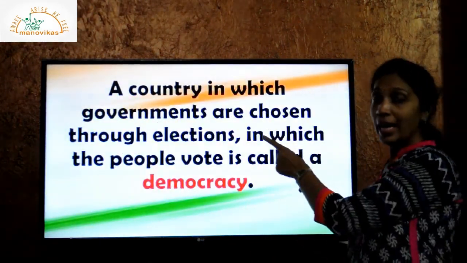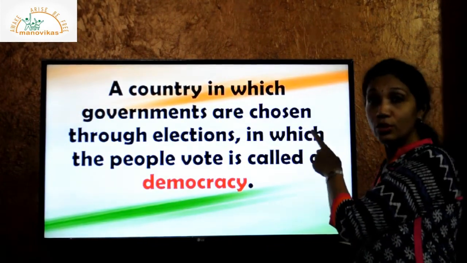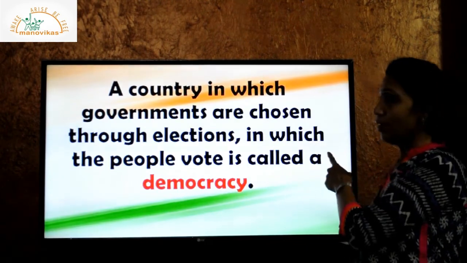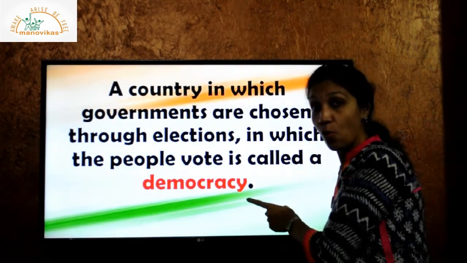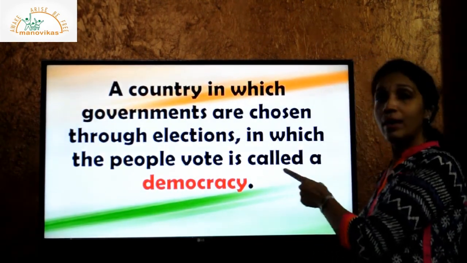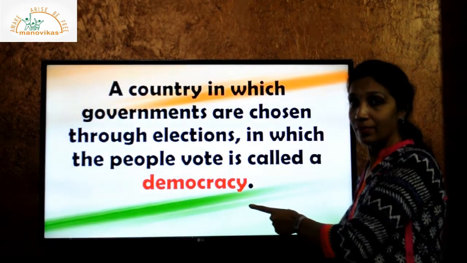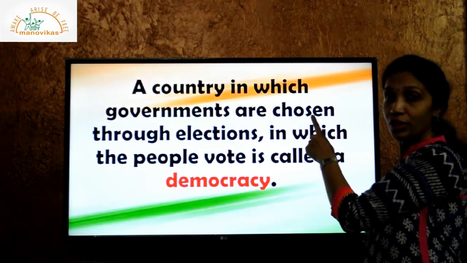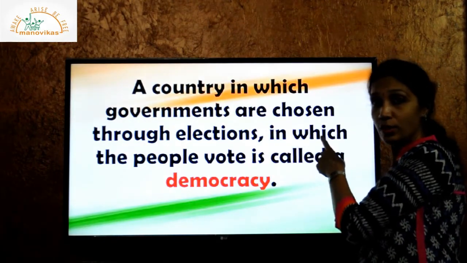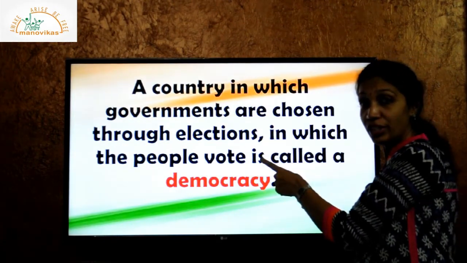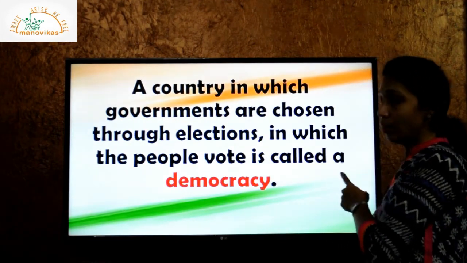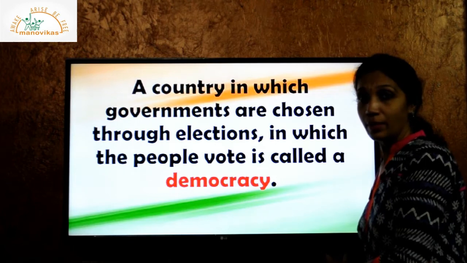A country in which the governments are chosen through elections, in which the people vote, is called a democracy. So, let me repeat again. A country in which governments are chosen through elections, in which the people vote, is called a democracy.